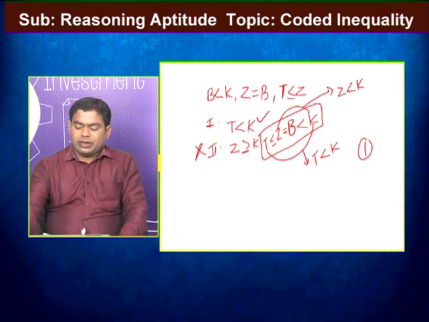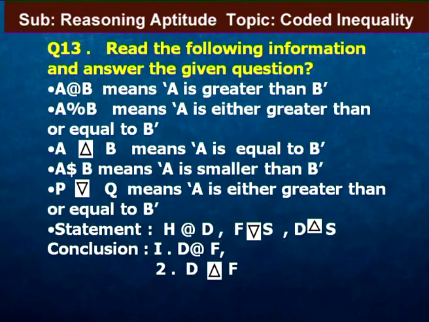Next question is H at the rate D, F nabla S, D delta S. Conclusion 1, D at the rate F. Conclusion 2, D delta F. First of all, we apply the inequalities for the given statement.